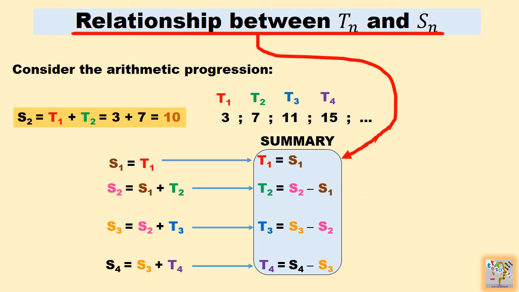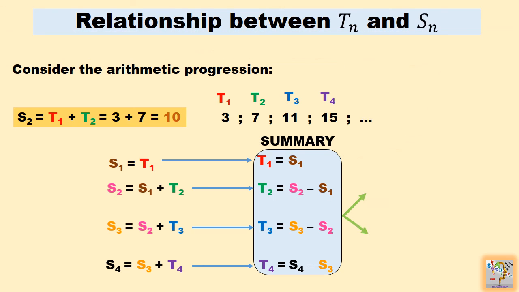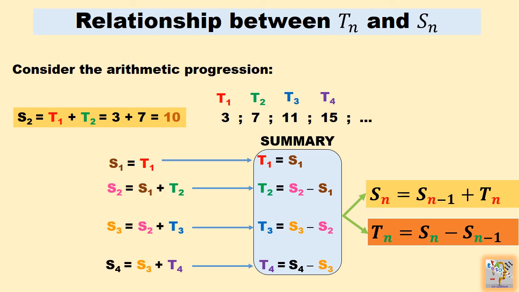Okay, so in summary, we can easily say, Sn is equals to S(n minus 1) plus Tn. That is the first thing. Or we can easily say Tn is equals to Sn minus S(n minus 1). This is a relationship that exists. Please make sure you understand everything. And if you don't understand, play the video over and over again, because this type of question is frequently asked in the final examination.